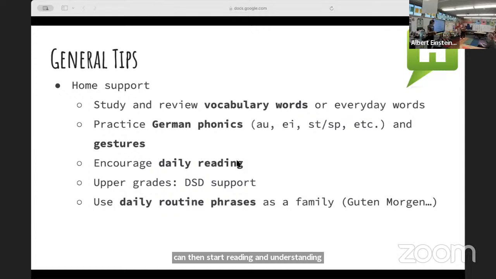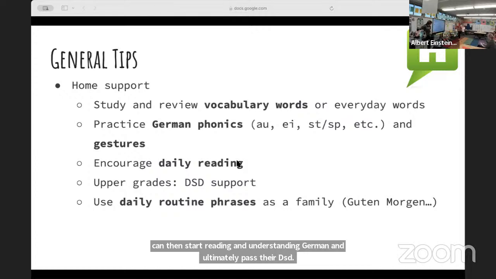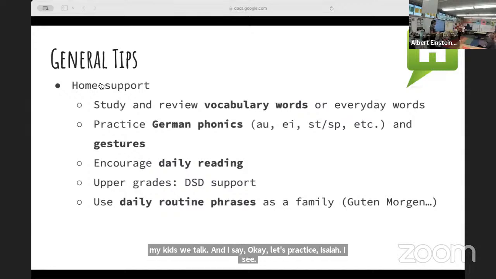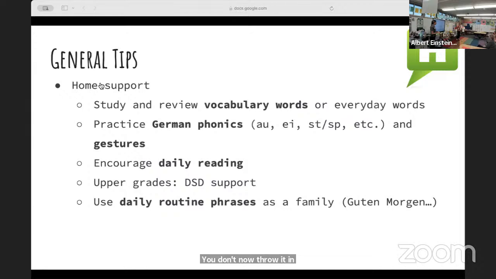And then if you're able to concentrate on vocabulary learning and also on routine phrases at home, what we want is a translanguaging, a going fluent back and forth between the languages. I tell my kids that when we practice and we read, we talk, and I say, okay, let's practice ich sehe, I see. You don't know it, throw it in English so that we can go back and forth and use parts of the language that we know.